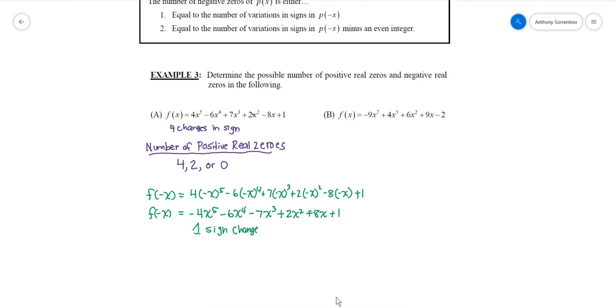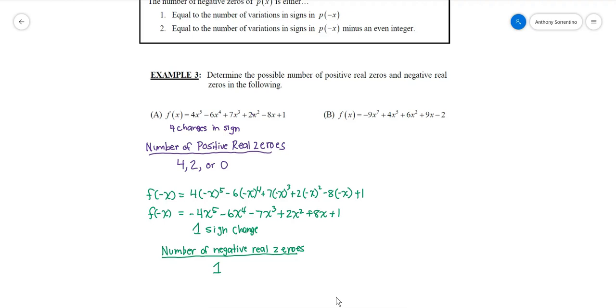So the number of negative real zeros is 1, and that's it. Because if I try to subtract an even integer from that, I'm going to get negative. I can't have negative. I can't say, well, I have negative 3 negative zeros. That doesn't make sense. So this pretty much tells me that this function here is going to have one negative real zero.